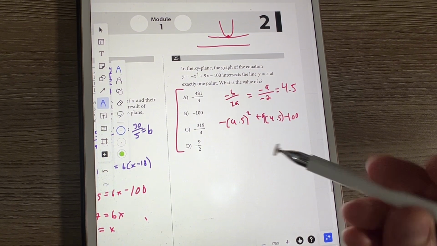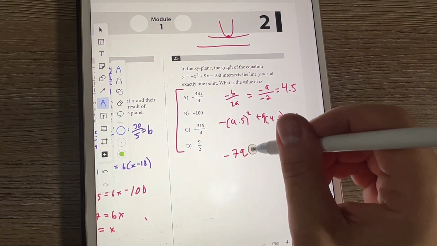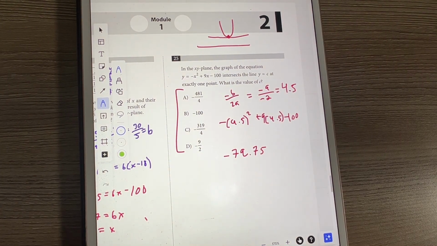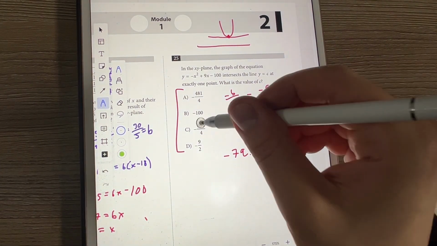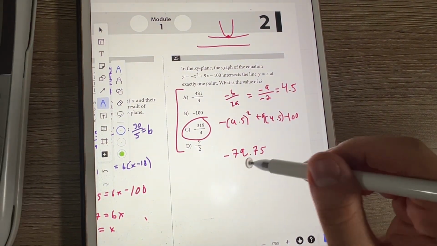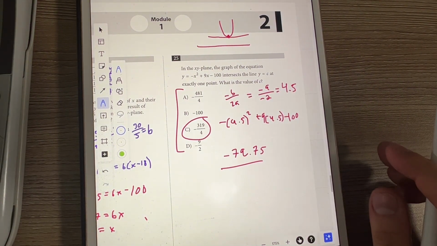I'm going to end up with negative 79.75. And I know that 319 divided by 4 is that number, so C is my best answer here. If I didn't know that, I could put math frac here and get this into fractional form.